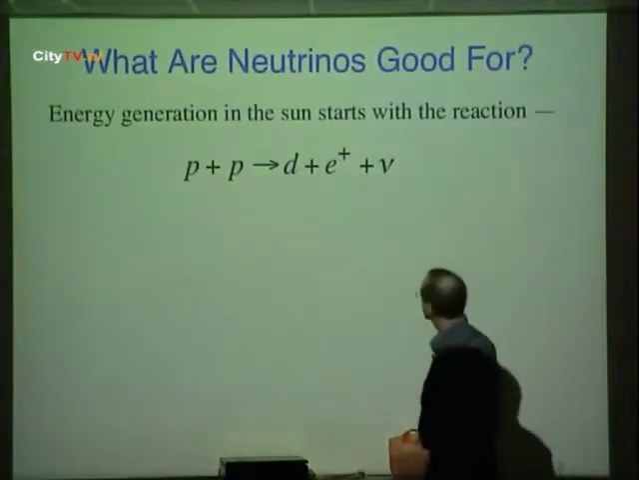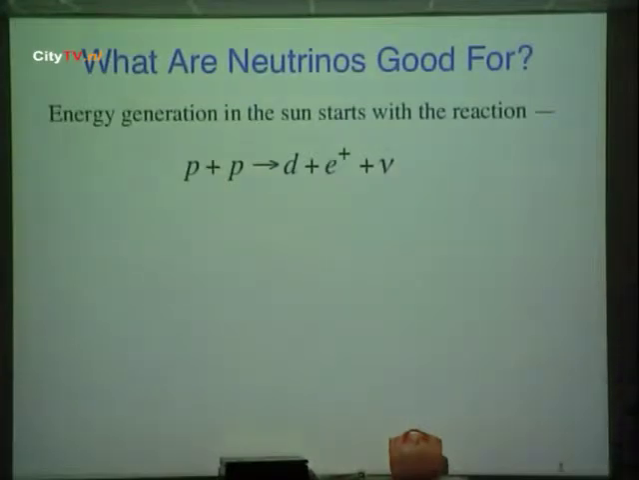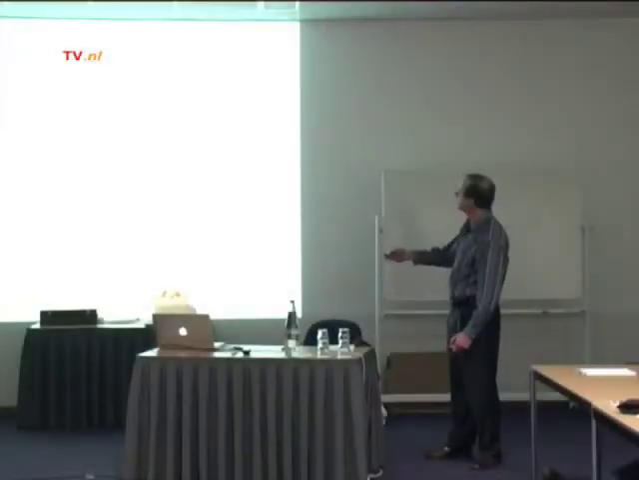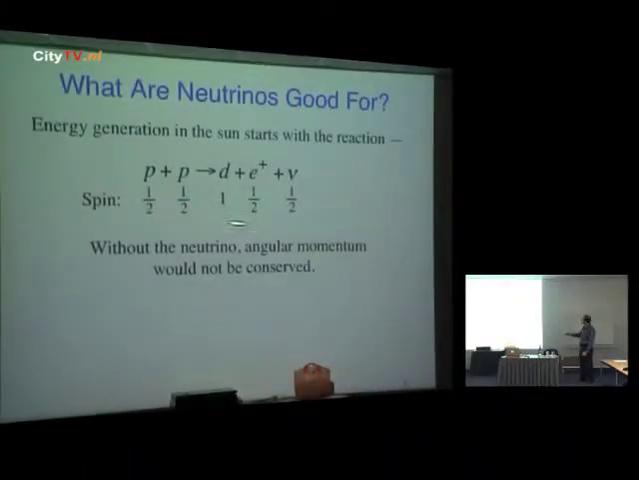If somebody comes up to you at a party and asks you, what are neutrinos good for? Here's one thing you can tell them. Our sun generates its power output through a chain of fusion reactions that begin with this one, the fusion of two protons to make a deuteron, a positron, and a neutrino. Now here are the intrinsic spins of these particles, and you see that if we were to take the neutrino away, then angular momentum could not be conserved because it would try to go from an integer value to a half integer value. That's a problem.